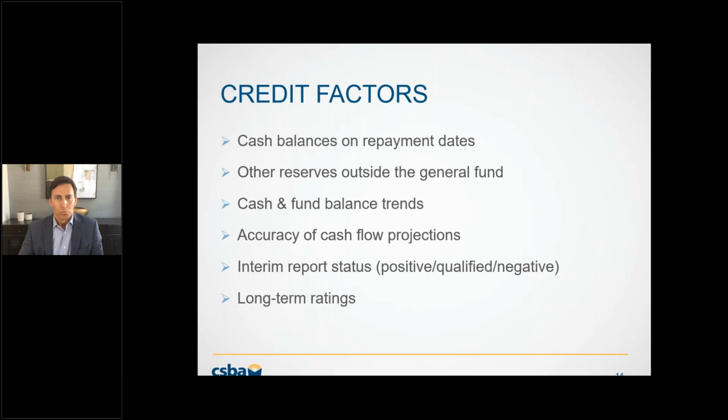And so really managing budget on top of cash flow can really help reduce the borrowing costs for TRANs. The rating agencies and investors look at the accuracy of cash flow projections. So, how close are you able to track to what you're projecting a year ahead? And they do understand, when the state changes things, that can't be held against districts. Interim report status, so positive, qualified, negative status comes into play, as well as your long-term rating. So if you have a rating for, say, your general obligation bonds, the higher your rating there, the better your TRAN interest rates would be. Next slide.